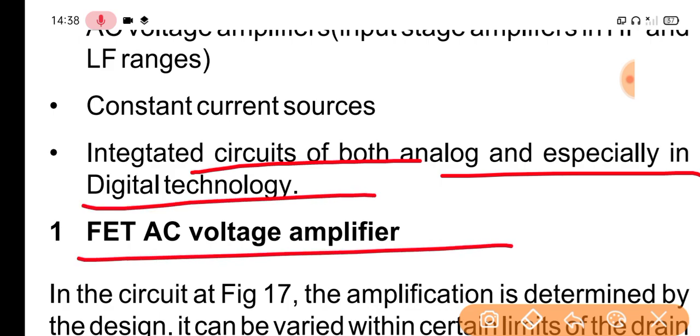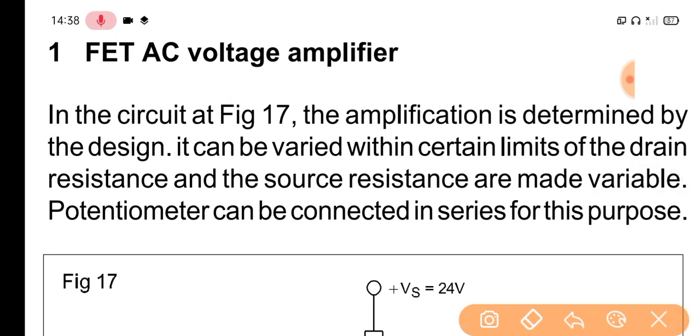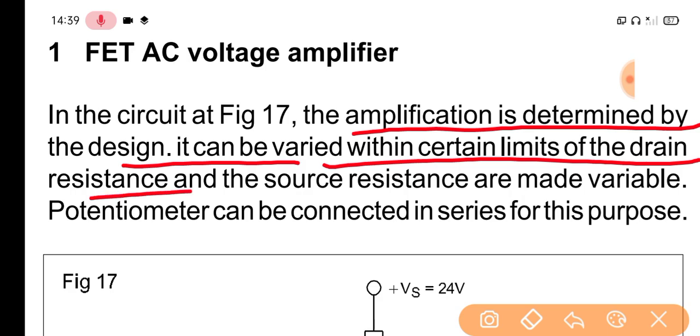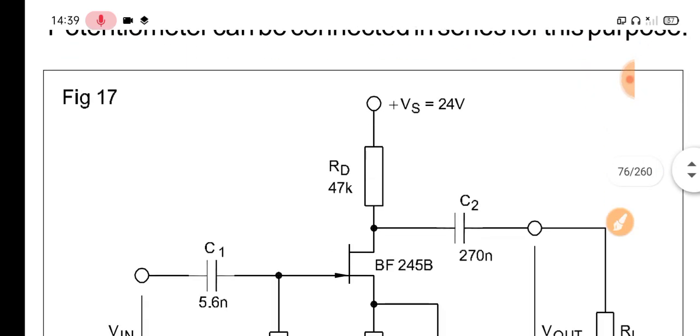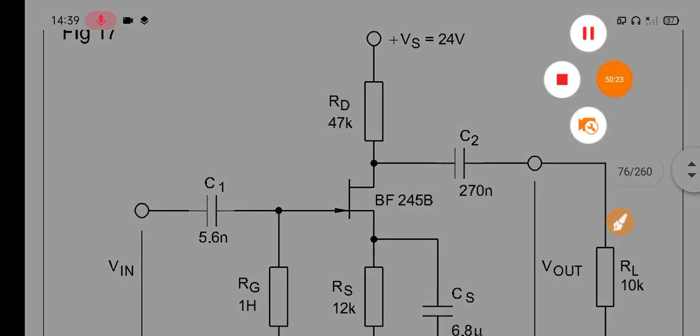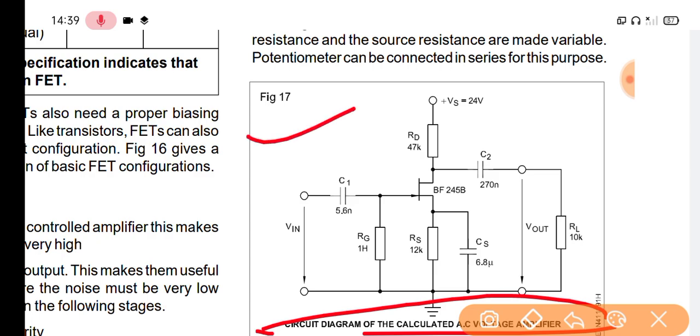FET AC voltage amplifier. In the circuit in picture 70, the amplification is determined by the design. It can be varied within a certain limit when the drain resistance and the source resistance are made variable. A potentiometer can be connected in series for this purpose. And this is the circuit diagram of the calculated AC voltage amplifier.